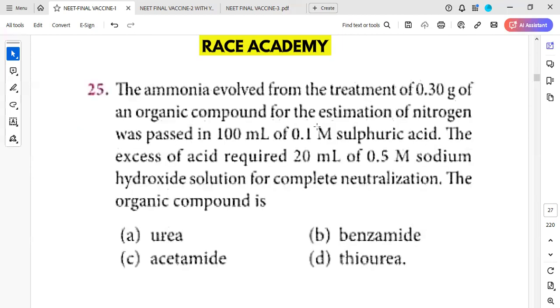Next, the last question in this video. The ammonia evolved from the treatment of 0.5 grams of an organic compound, in the estimation of nitrogen, was passed into 100 ml of 0.1 sulfuric acid. The excess of acid required 20 ml of 0.5 sodium hydroxide for complete neutralization. The organic compound is, carefully observe. If you do the calculation of percentages, then after finding the percentage, you have to verify the percentage of nitrogen in the options given to you. So let us do the calculation first.